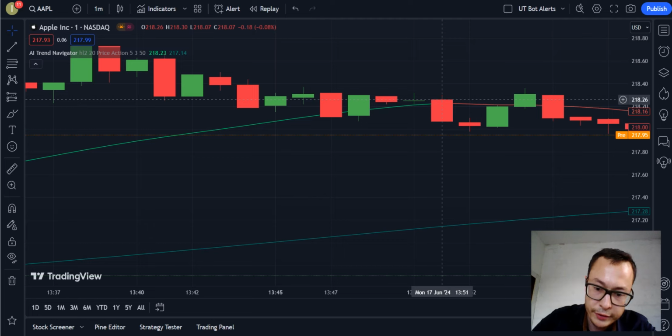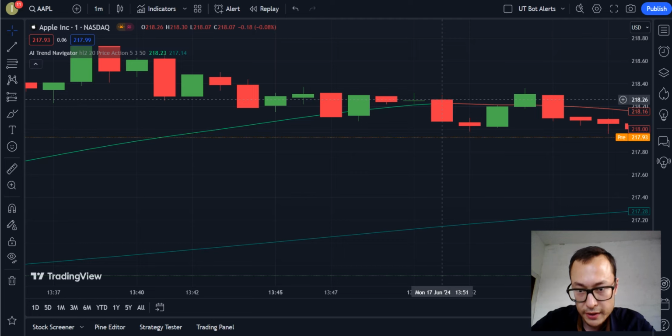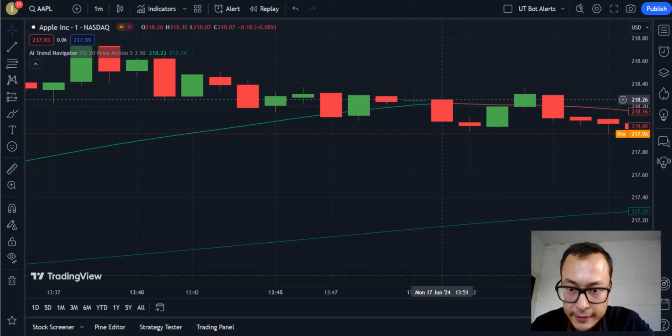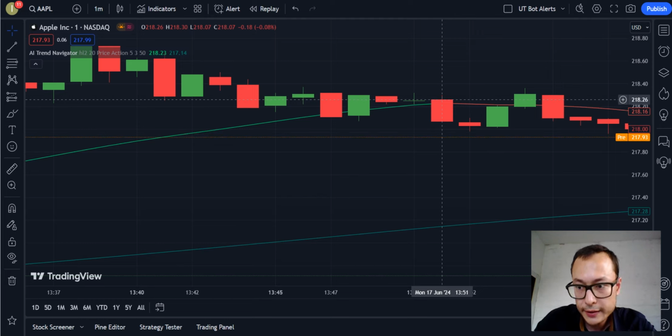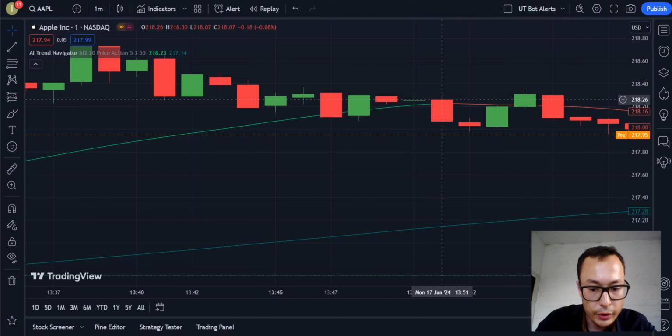So we see on June 17, 2024 at 1:51 p.m. the AI trend indicator turns red. So it's predicting that the price of the Apple stock will start to go down. So at this time, we would sell the Apple stock. So we sell it at a price of $218.26. So we sell it before there's a loss, before there's a decrease in the price of the Apple stock. So obviously we're selling it at a profit here.